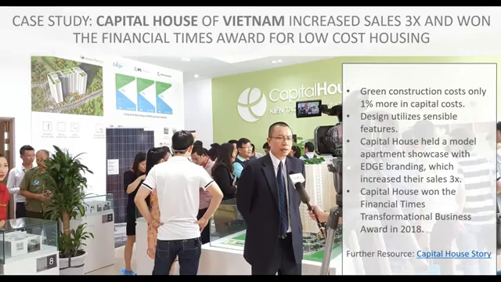EDGE differentiation through utility savings and World Bank Group branding can lead to faster sales. This project in Vietnam was able to increase their sales 3 times by having the EDGE certification for their low-income housing. Like IHS, they used very sensible features in the design, resulting in only a 1% increase in capital costs. This led to a significant increase in their sales.